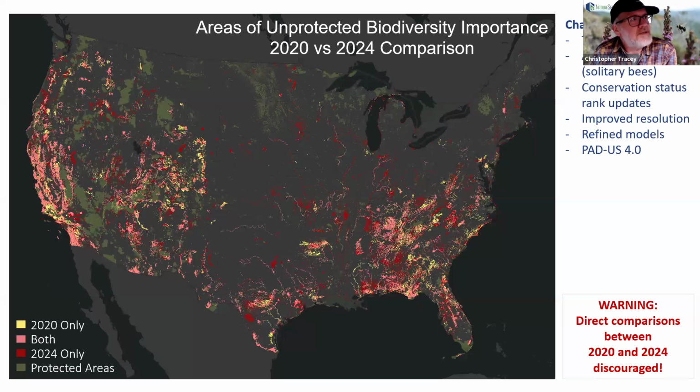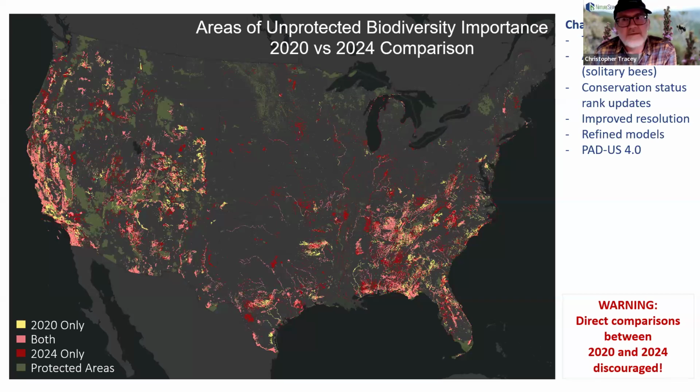This is a comparison of the areas of unprotected biodiversity importance between 2020 and 24. You can see areas in pink were included in both. Areas that were dropped are in yellow, and areas that were added in 2024 are red. This has to do with a variety of different factors. Some of those are taxonomic or conservation status updates, where we may add or lose a particular species. The addition of additional taxa like the solitary bees. The improved resolution: some of the areas that we lost, it's just that the models are more precise now, so there's a little bit less area represented. And then also the upgrade to PAD US 4.0 from the previous version, where there are newly protected lands added in here.